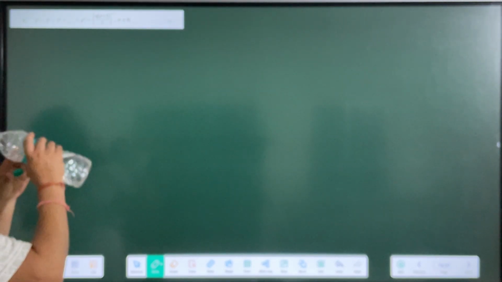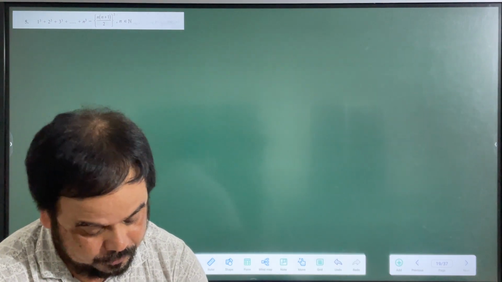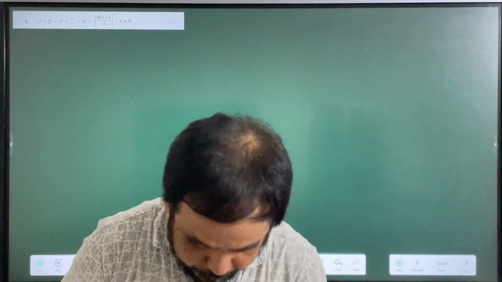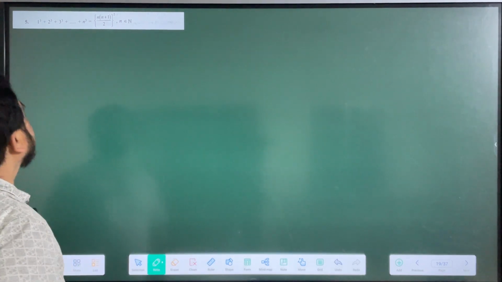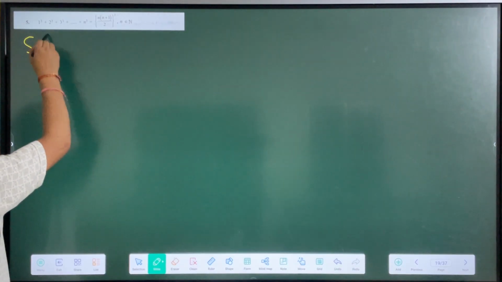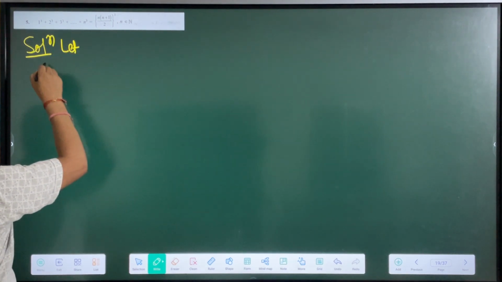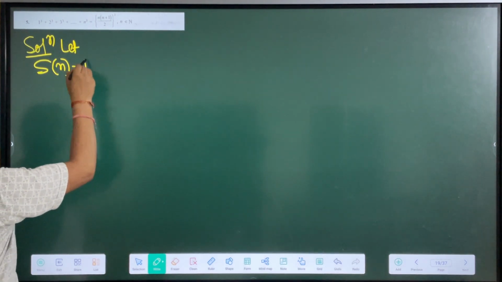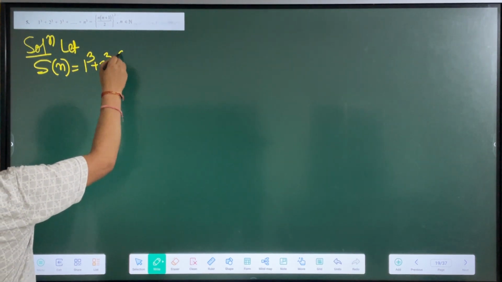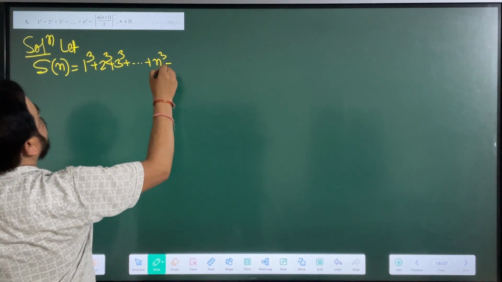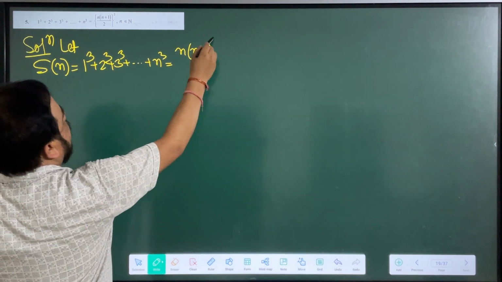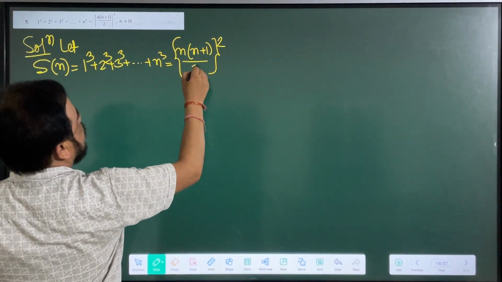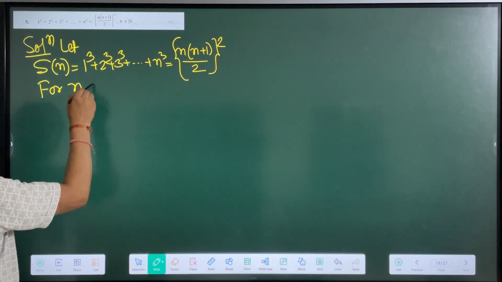Now number 5. Okay. First, directly the solution. Let Sn is equal to 1 cube plus 2 cube plus 3 cube plus n cube is equal to n into n plus 1 as a whole square by 2. Directly, for nothing there is to worry.